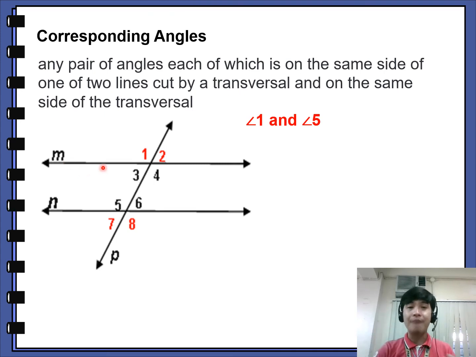I-scrutinize natin. Una, isang exterior, isang interior. Tama naman. Second, yung hinahanap nating pares ay dapat interior tsaka exterior angles na hindi adjacent. Si angle 1 tsaka si angle 5 ay hindi po adjacent. Correct? Hindi sila adjacent. Hindi po sila nag-share ng common vertex or side. And third one, this pair of angles ay nasa isang side lang ng transversal. Parehas po silang nasa left side ng transversal na ito. So in other words, si angle 1 and angle 5 ay corresponding angles. Okay? Yan po yung una.